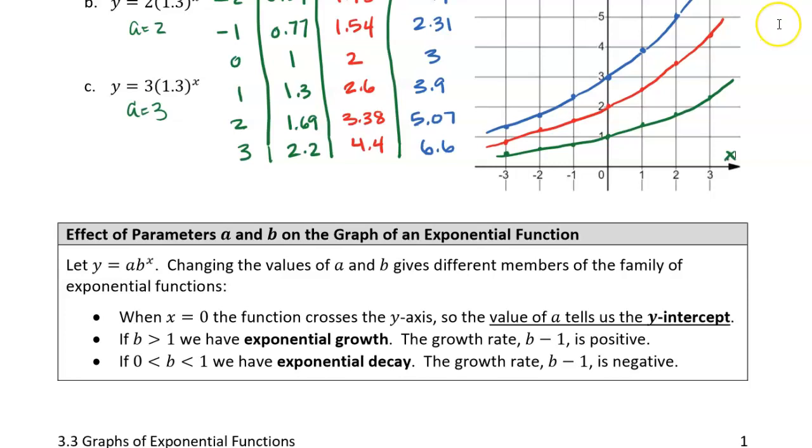All right, so that's the first two examples. I'll meet you for example 3 in the next video.